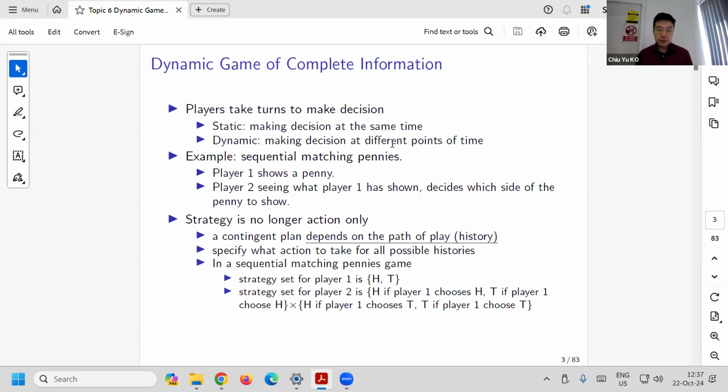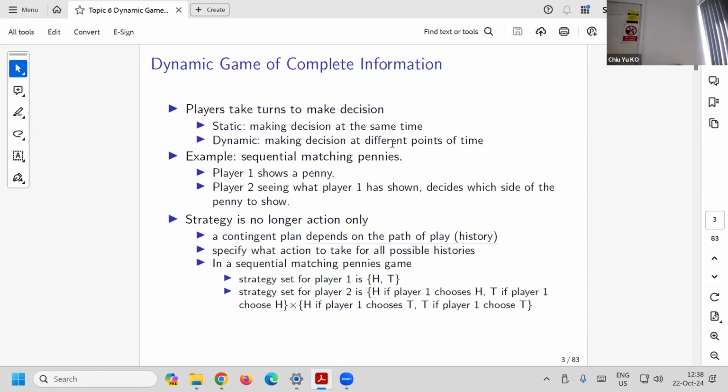So let's see the dynamic game of confrontation, right? And here we start with the most modest setup where players take turns to make decisions. To recall, in the static one, everyone moves at the same time, and in the dynamic one, the simplest case is that every player makes a decision at a different point in time. And the easiest one is the sequential matching pennies model, right? Instead of both players showing their pennies at the same time, you ask player one to reveal first, and then player two decides what to reveal after looking at player one, right?